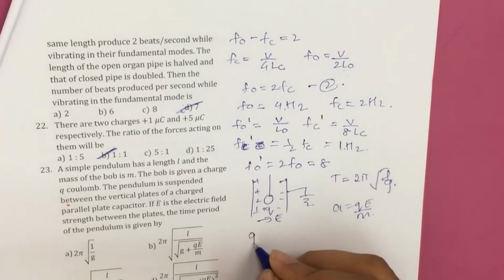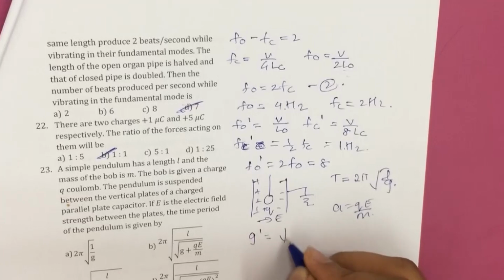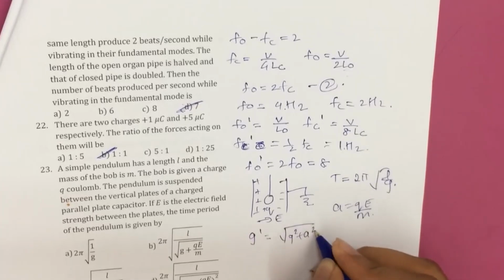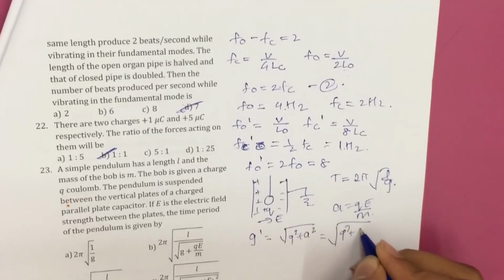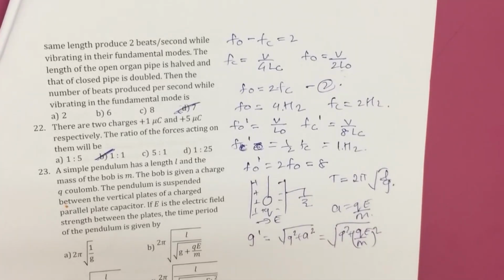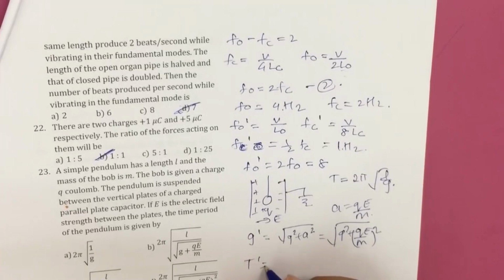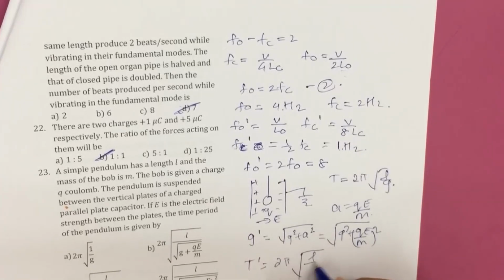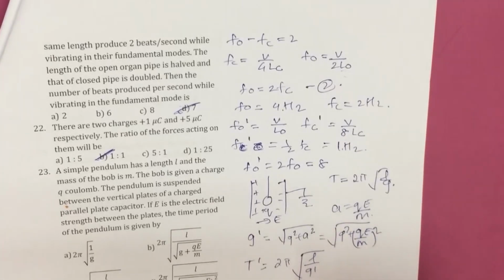So the effective acceleration, that is g dash, would be equal to root of g squared plus a squared, which will be equal to root of g squared plus (qE by m) the whole squared. So I have got the value of g dash. Your T dash, that is the new time period, will be 2 pi root of L by g dash. So put the value of g dash here. Your correct answer here would be option D.